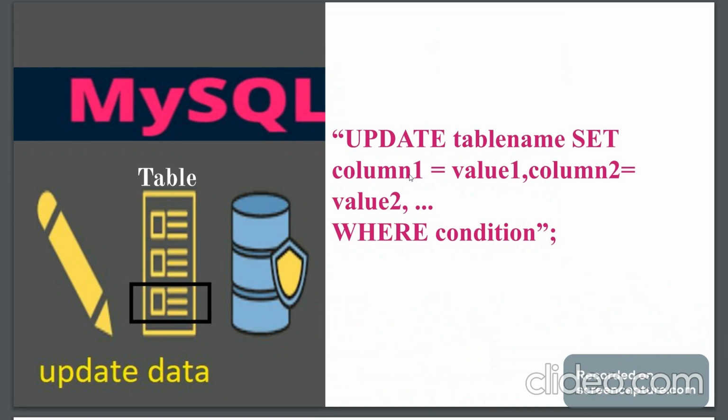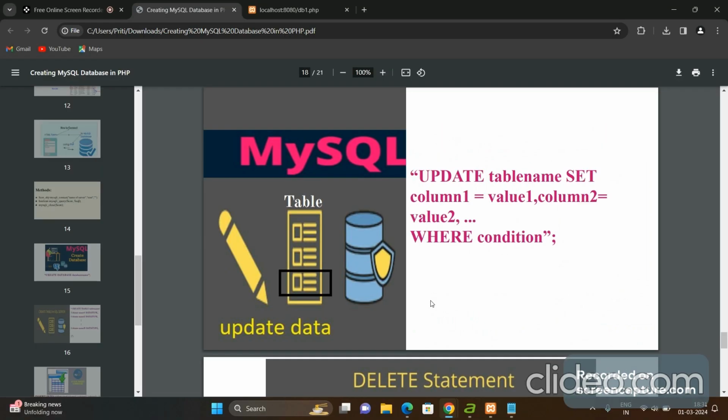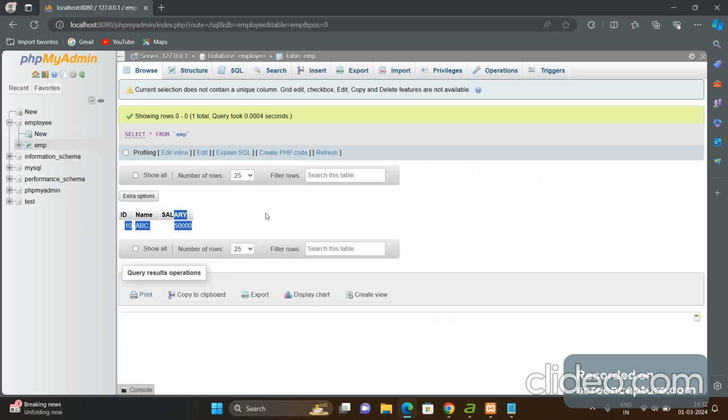Syntax of the update query is: update table name, set column name is equal to value, and multiple columns you can set, where we can give the condition. Now we will see our database first. Suppose ID is 10, name is ABC, and salary is 50,000. Now suppose we want to change the salary of the employee whose ID is 10. So we will update this record by writing a code.